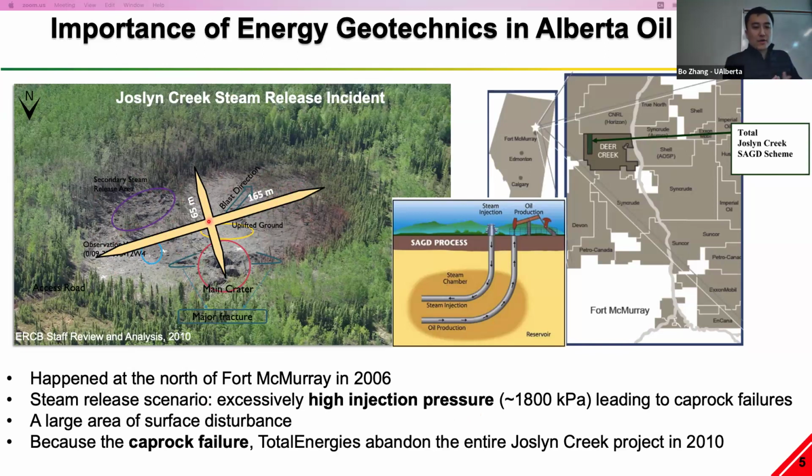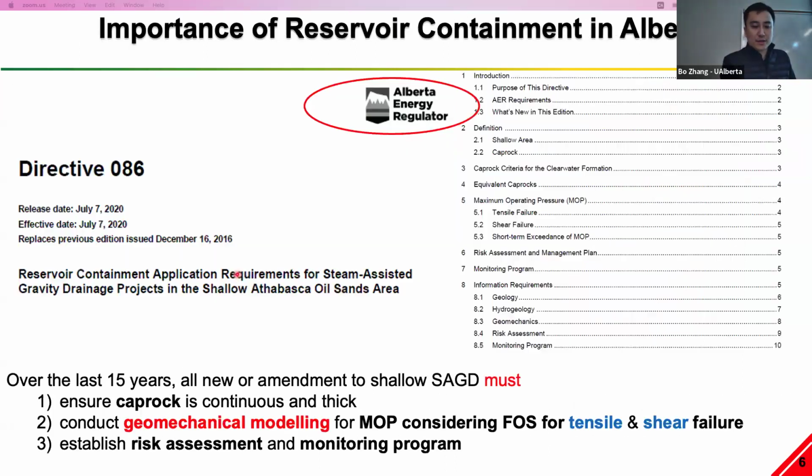And that caused a lot of environmental issues. Also, as we know, when we create those big craters, we basically break the caprock. That means the steam cannot stay there in situ. So that's why Total Energies had to abandon the entire Joslyn Creek project in 2010 for this catastrophic steam release incident. That actually demonstrates the importance of energy geotechnics in Alberta oil sands.